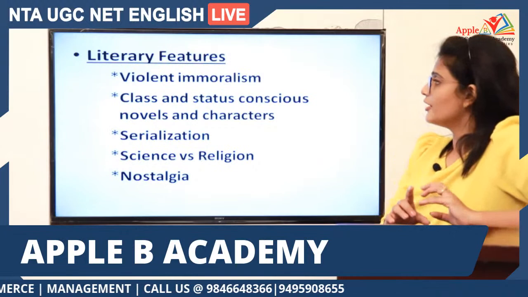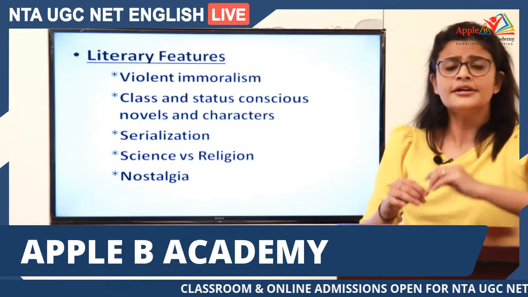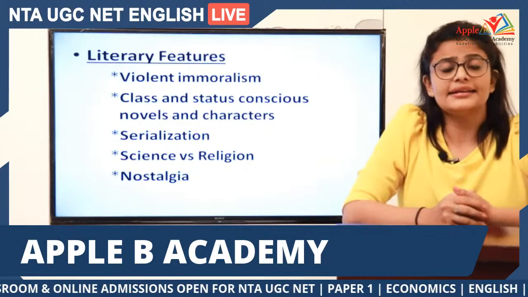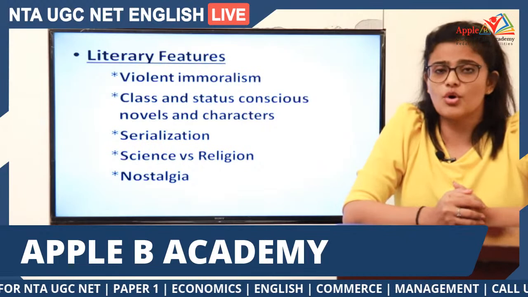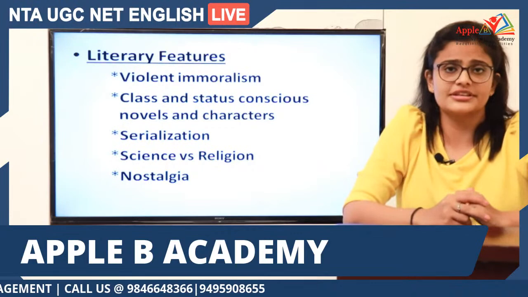Some of the literary features of this time were violent immoralism, class and status conscious novels and characters, serialization, science versus religion, and nostalgia. As I said earlier, people had a tendency to move away from concepts of morals, values and ethics because they started to believe in science. And this conflict between science and religion questioned the legitimacy of ethics and values.